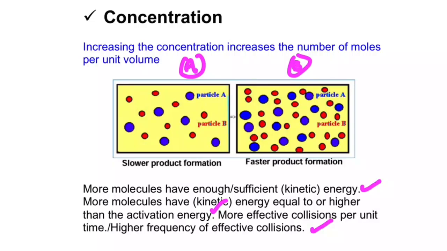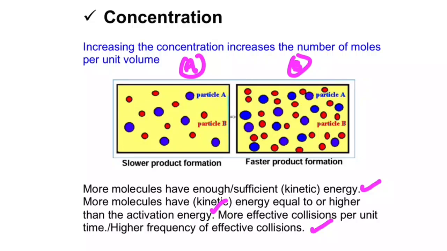So concentration increases the rate of reaction because when you increase the concentration, you're increasing the number of moles per unit volume. So they are most likely to collide because there is more of the particles. There's just no way around that. They are most likely to collide. So that is concentration. That is how it affects the rate of reaction.